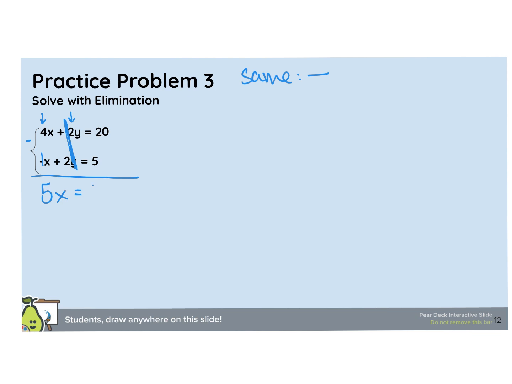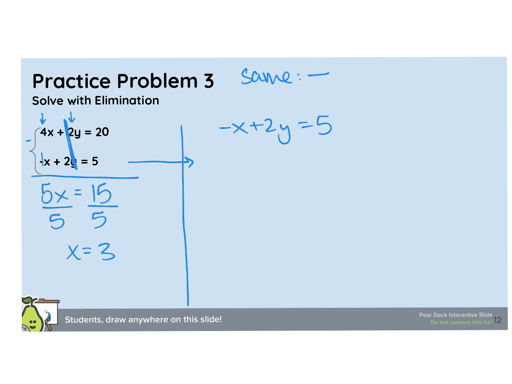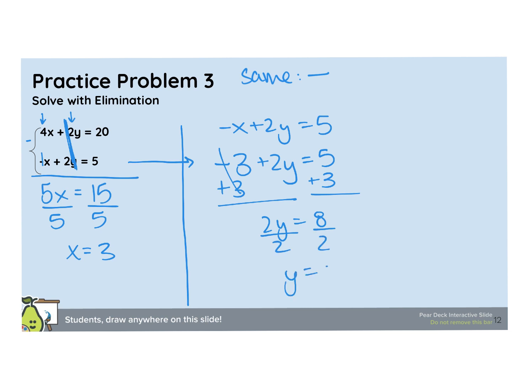20 minus 5 is 15. We divide to get the x's by themselves. So x is 3. The second equation has smaller numbers, so I'm going to use negative x plus 2y equals 5 to figure out what y is. I know that x is 3, so it says negative x, so negative 3 plus 2y equals 5. We're going to add 3 on both sides to get 2y equals 8, we're going to divide to get y equals 4. So we think the answer is 3, 4.